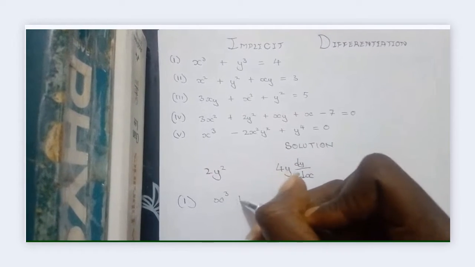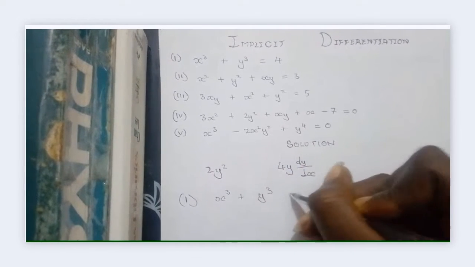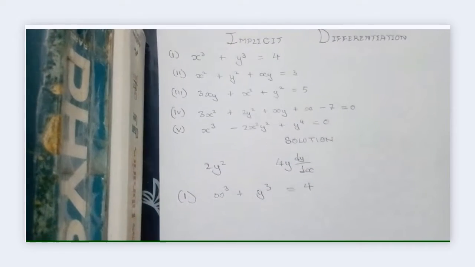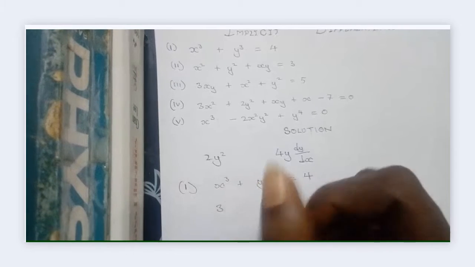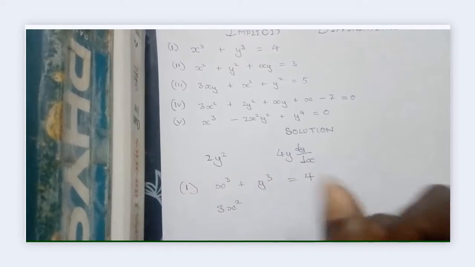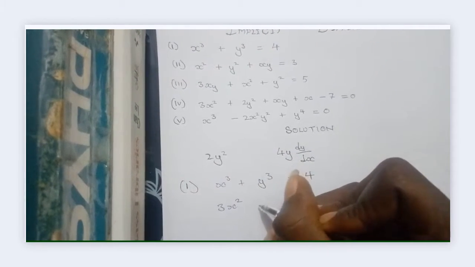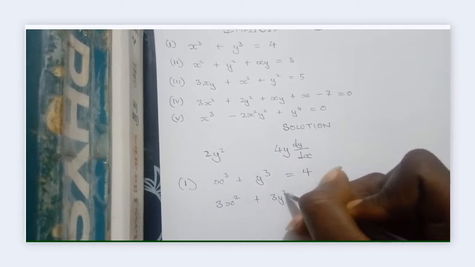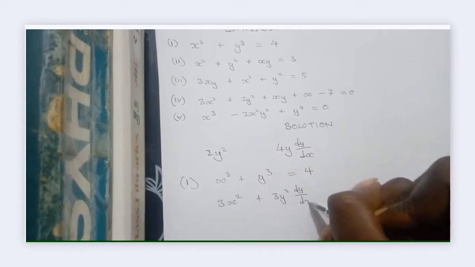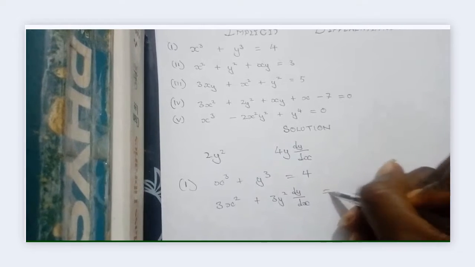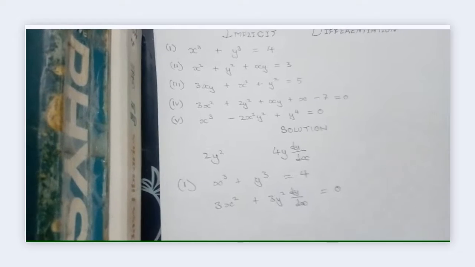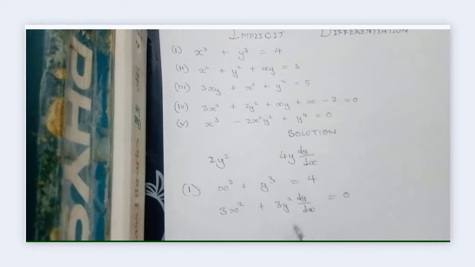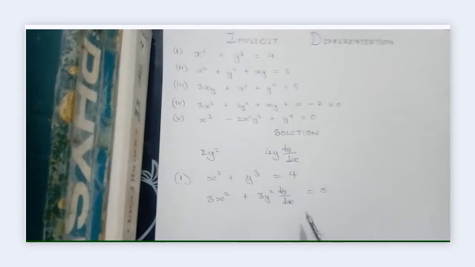x cubed plus y cubed equals 4. Differentiating x gives 3x squared. Differentiating y gives 3y squared dy over dx, equals the derivative of 4, which is 0. So for this, we just have to make dy over dx the subject of the formula.